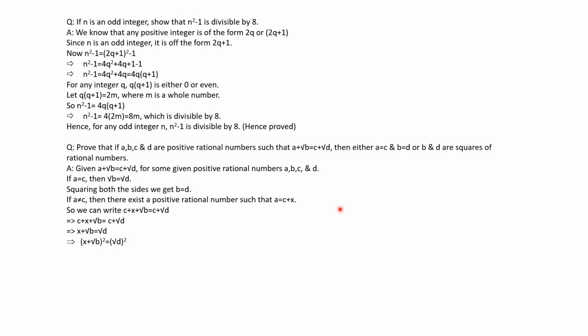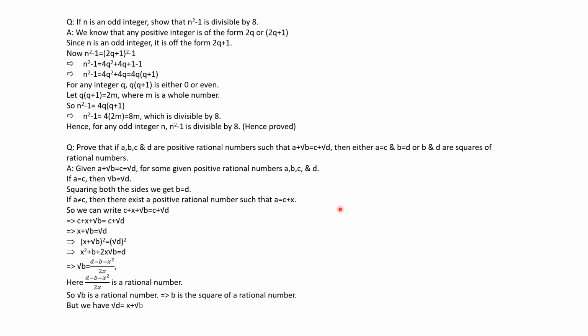Now squaring on both sides, we get x square plus b plus 2x root b equals d. Or we can write root b equals (d minus b minus x square) whole divided by 2x, which is a rational number. Here (d minus b minus x square) by 2x is a rational number. That means root b is a rational number, or b is a square of a rational number.